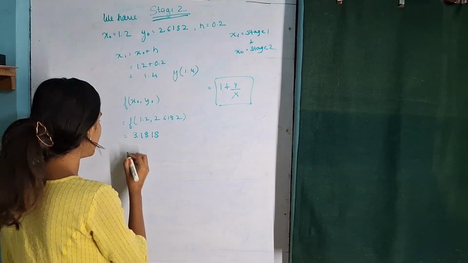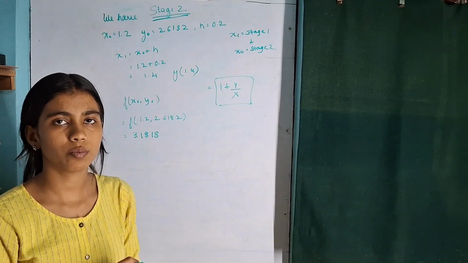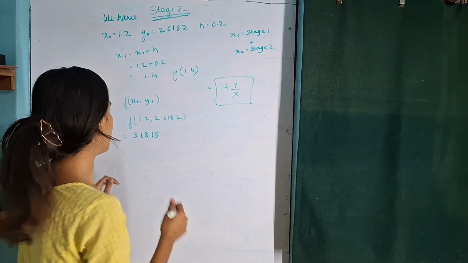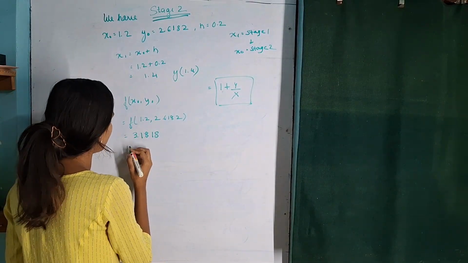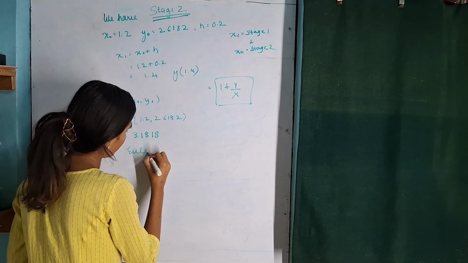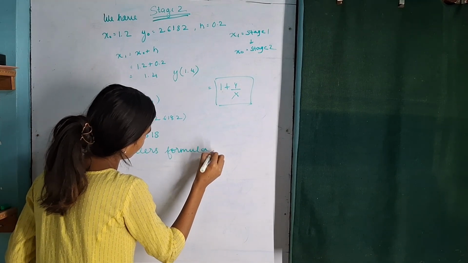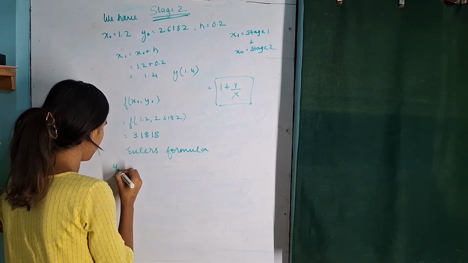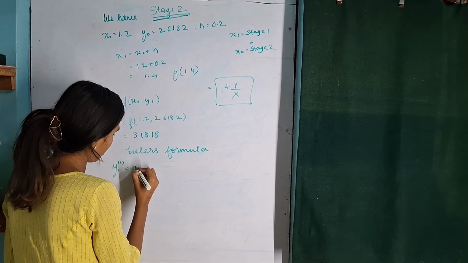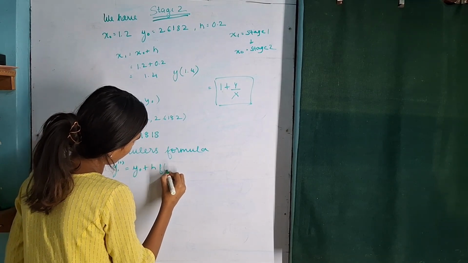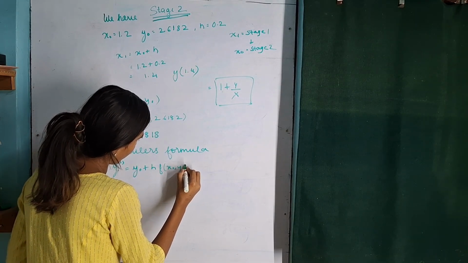Now what are you going to find next? Whatever processes you have done for stage 1, you are going to repeat the same for stage 2 also. So first you found f x0, y0. Now you are going to find Euler's formula. Euler's formula is y1 of 0, it is y0 plus h of f x0 comma y0.